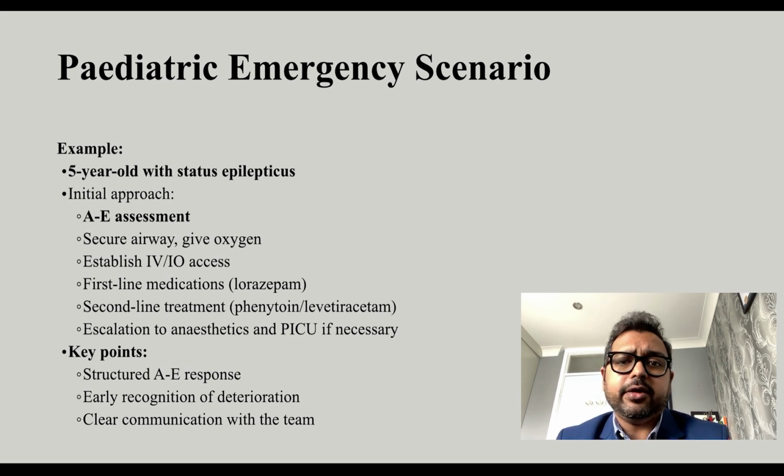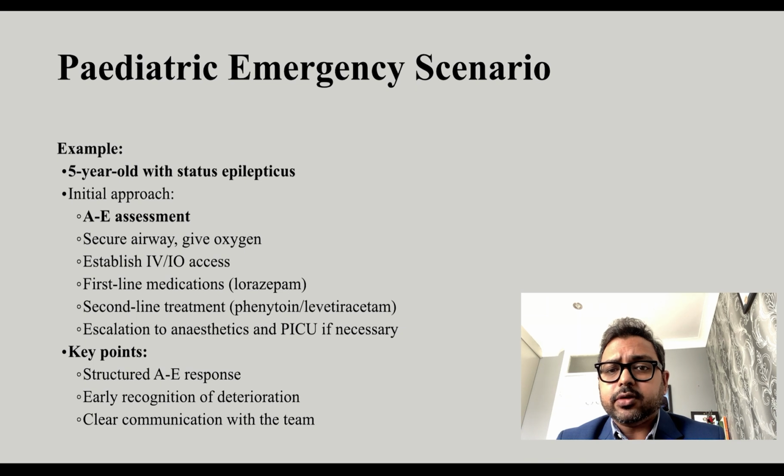Then when the child arrives, you need to start the A to E assessment: airway, breathing, circulation, disability, environment. This is very important. Stick to the basics. Secure the airway, give oxygen if the child is having work of breathing. Establish an IO line or an IV line according to the need of the situation. Draw some blood, collect it and send it for investigation, and do a blood gas.